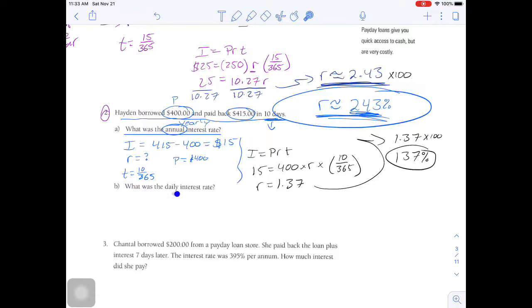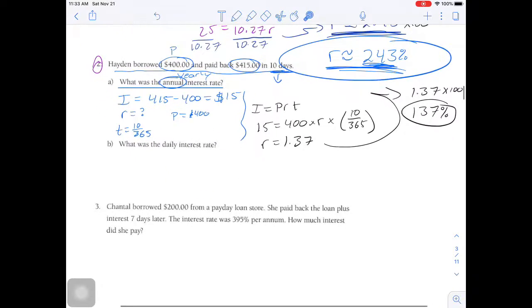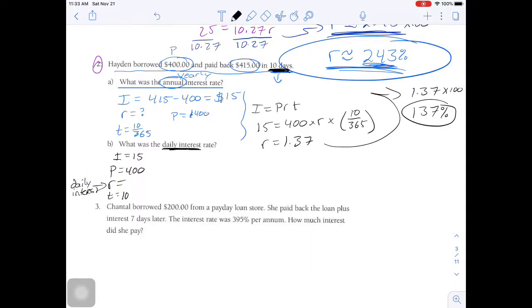B wants the daily interest rate, so things get a little bit more interesting. You're still doing I to be $15, because he paid $15. You took out $400, so it's still $400. But now, recognize you're doing it per day. So R is going to be in daily interest. And this works out fine because for time, we don't have to figure out what 10 days is a fraction of a year, because our R is going to be in terms of days. So T is just going to stay as 10 days.